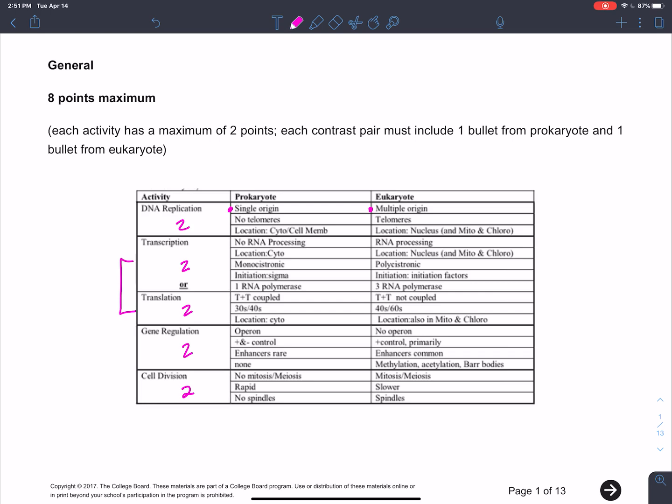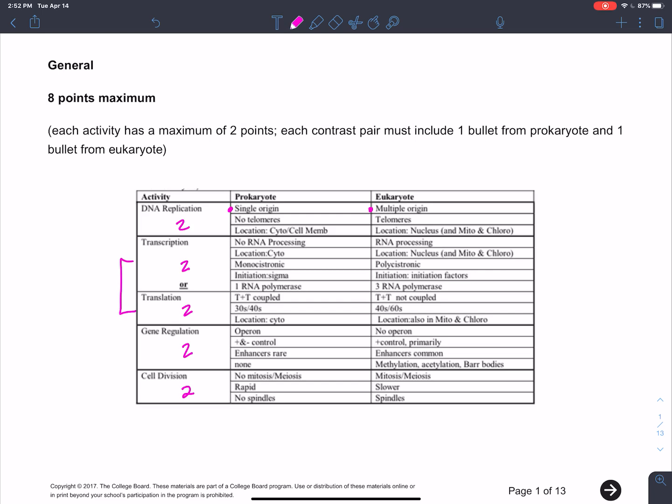Now, the terms monocistronic and polycistronic. I know those are advanced words, but what they mean is that in a prokaryote, 1 sequence of DNA, 1 gene equals 1 protein. In eukaryotes, 1 sequence of DNA, because it is processed, can give rise to several different proteins in the same gene.